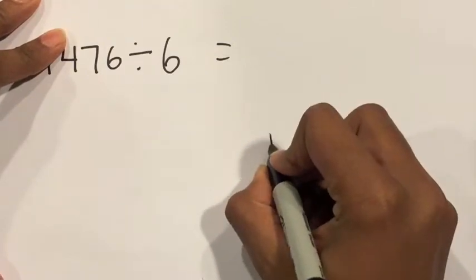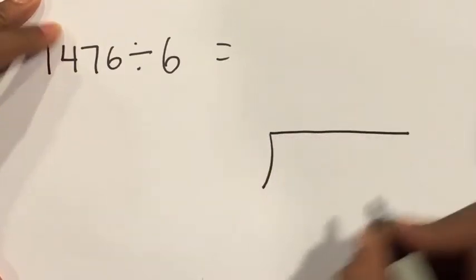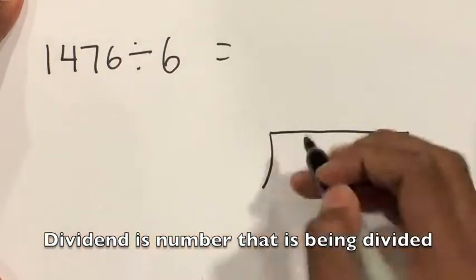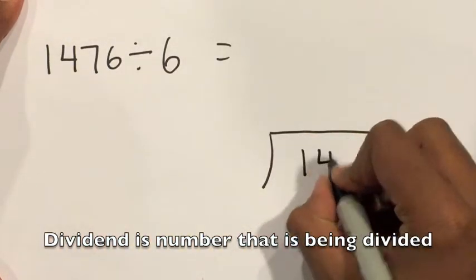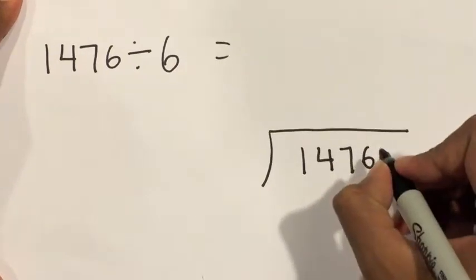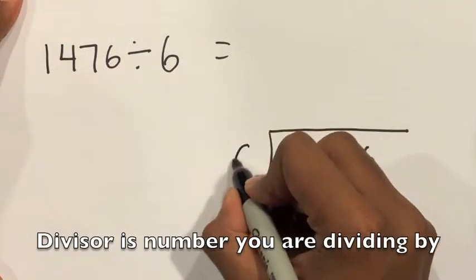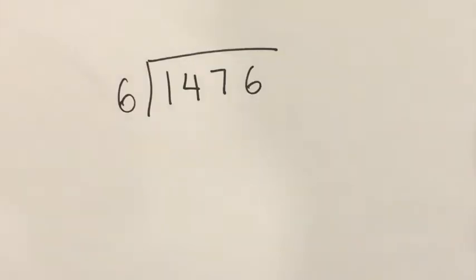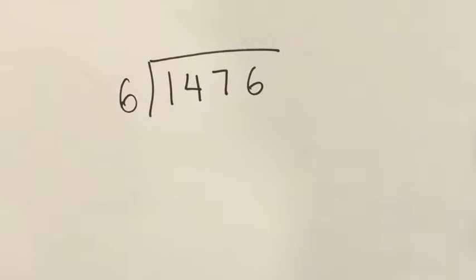That's when you draw a symbol looking like this. You write the original dividend, 1,476, right here, and the divisor on the left-hand side. So now that we've written out the actual formatting, let's go ahead and look at how to solve the problem.